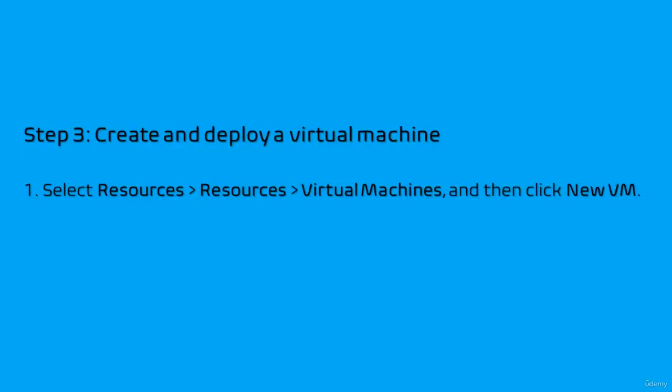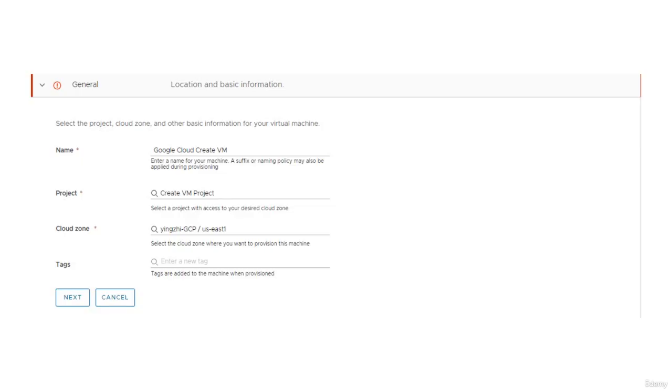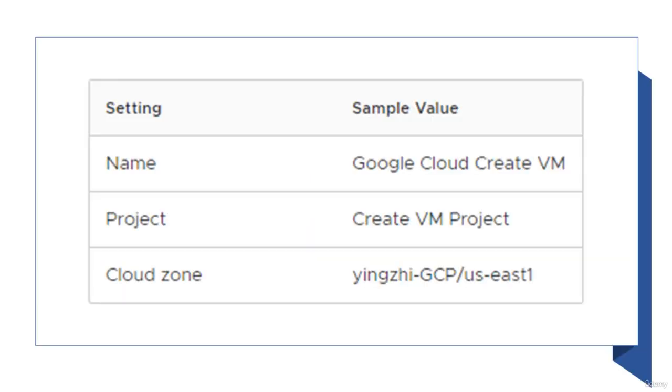So for step 3, we create and deploy a virtual machine. So select Resources, Virtual Machines. Then click New VM. Configure the required settings on the general page of the wizard and click Next. Now, I use Google Cloud Platform as the cloud account where I want to deploy the virtual machine. Having a look at these sample values, your values will be specific to your own environment. But it remains the same, obviously: the name, the project, and the cloud zone.